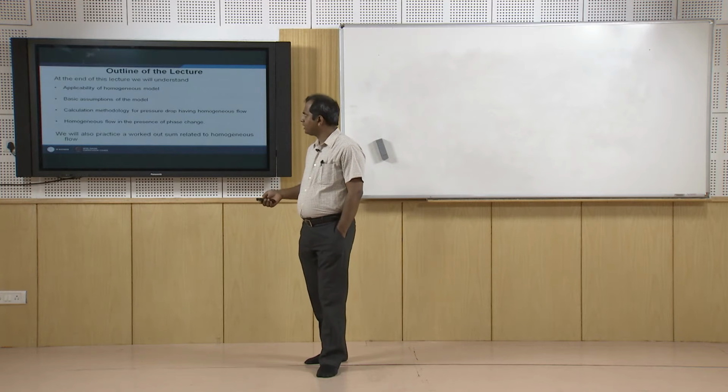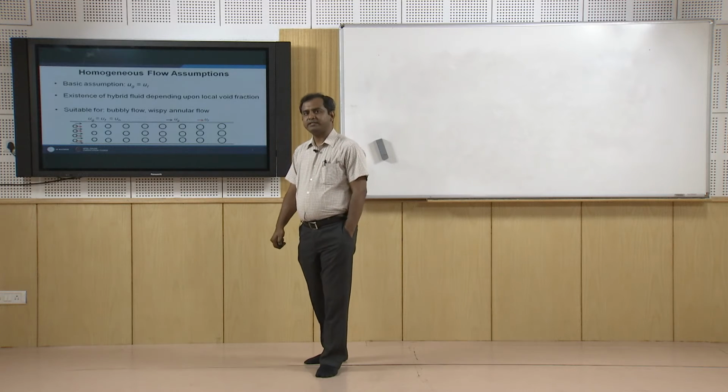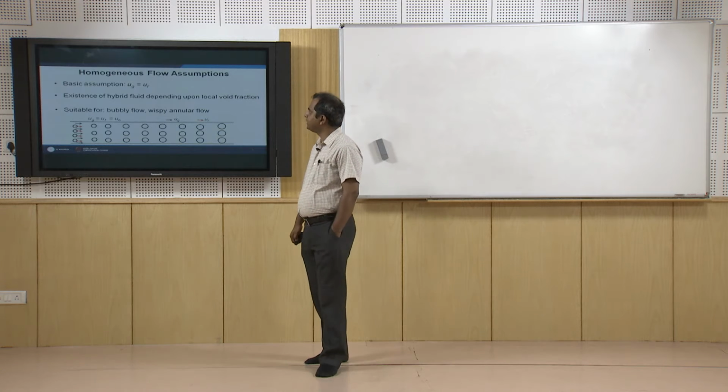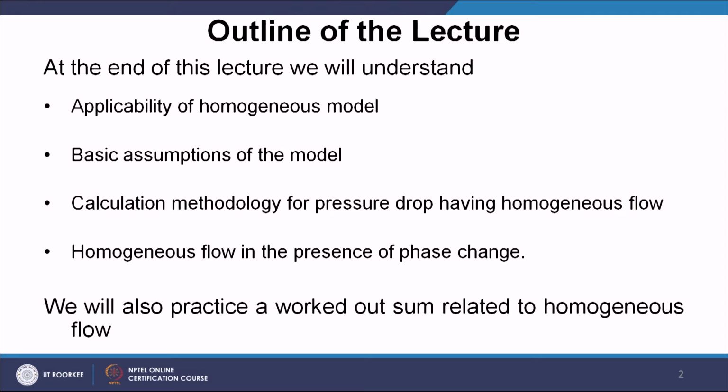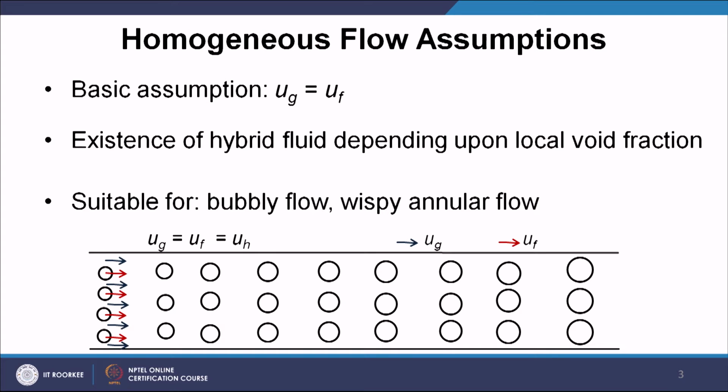Now, to give you a basic outline of this homogeneous flow, here I have shown a figure where you can find lots of bubbles of gaseous phase homogeneously dispersed in the pipeline in the liquid vicinity. Here we will be calling the liquid velocity UF and the gaseous bubble velocity UG.